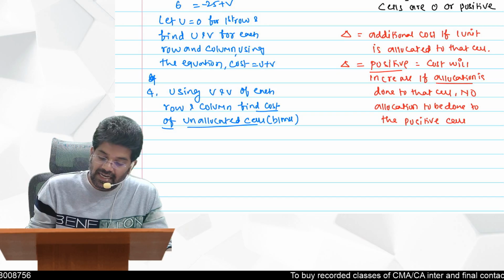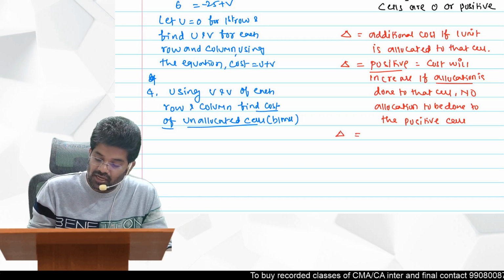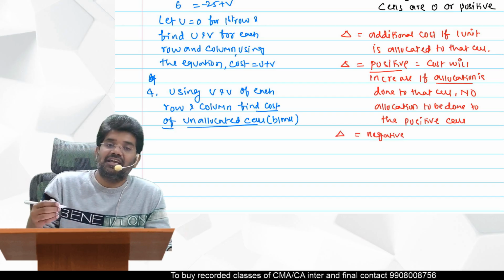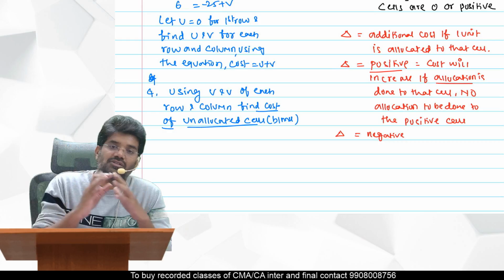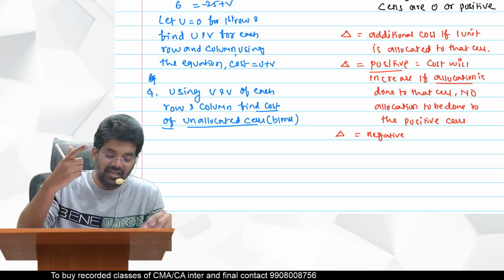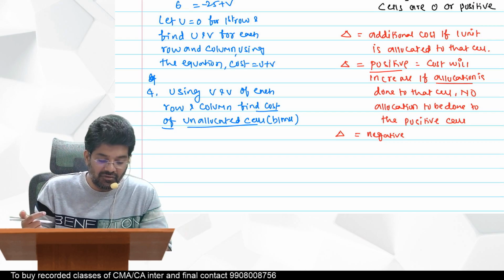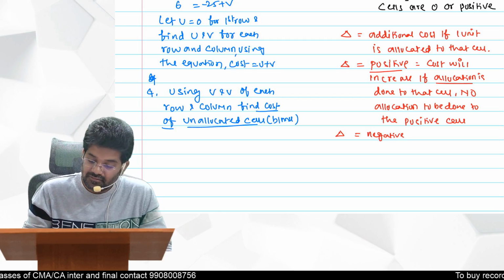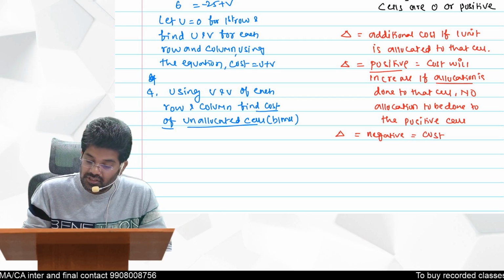Now, if your change value is negative, it indicates that your overall cost will decrease. If you allocate now to that particular cell, your cost will decrease. That is the meaning of a negative change value: cost will decrease.